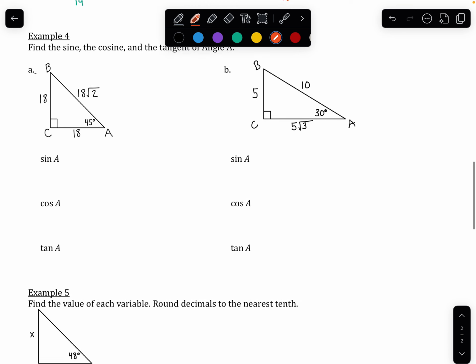All right, now let's figure out the sine, cosine, and tangent of angle A for each problem. So angle A, which is 45, so I have it 18s. I have an isosceles triangle. So again, SOHCAHTOA.